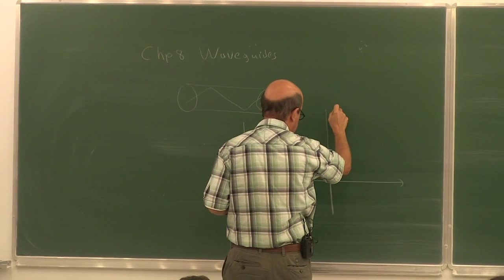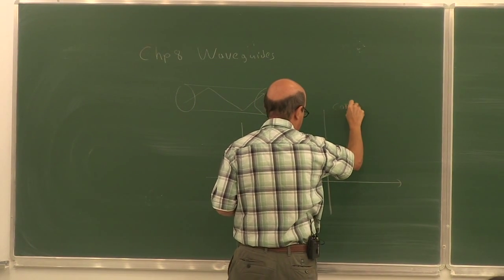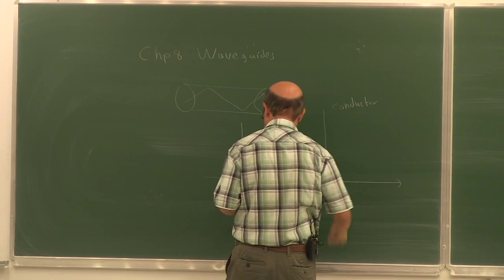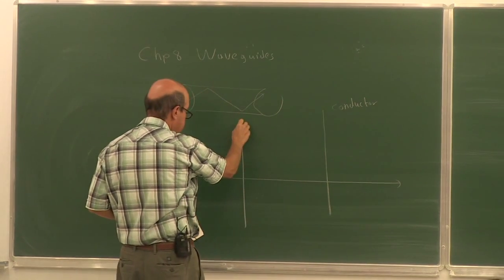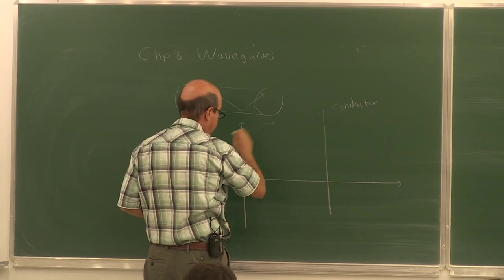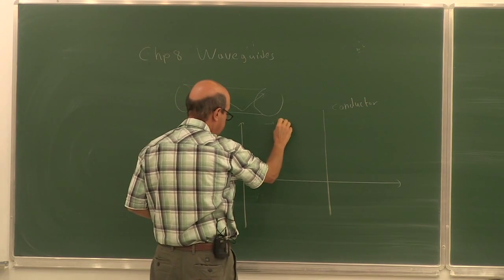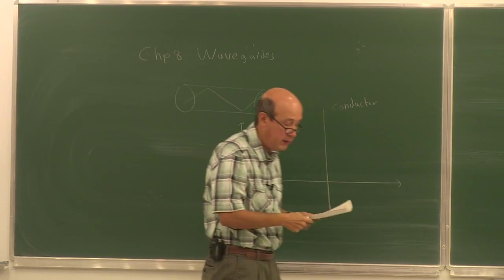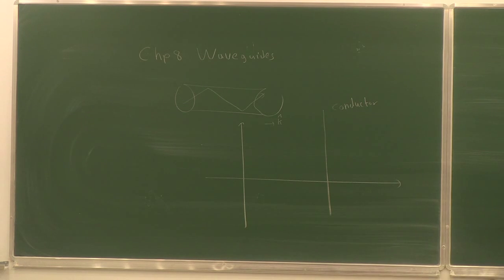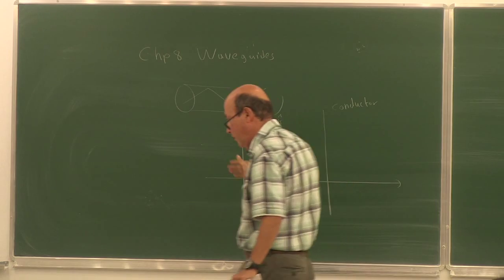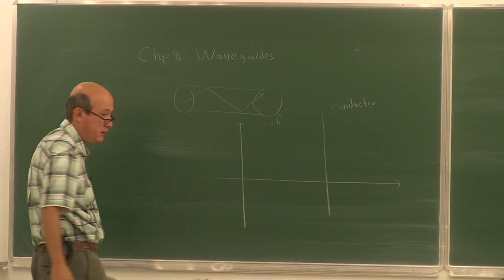Let's say we have a conductor and some electromagnetic wave propagating with wave vector K. The electromagnetic wave has electric and magnetic fields, and they are all mutually orthogonal to each other. So the propagation direction of the wave and the E and H fields are mutually orthogonal. And how will they behave near the conductor?